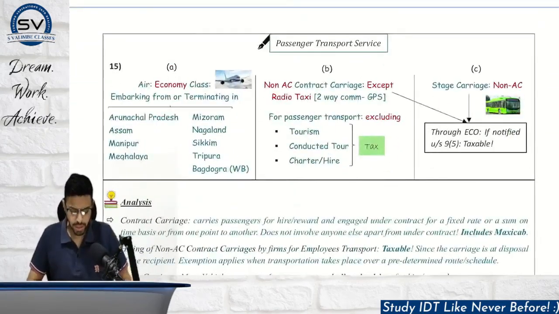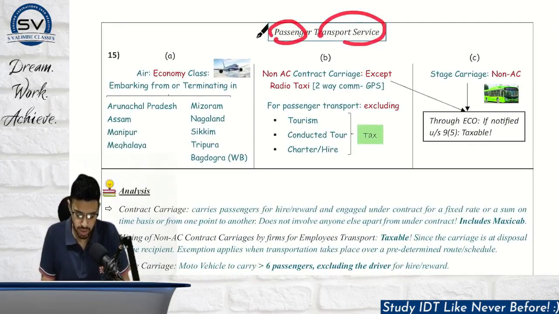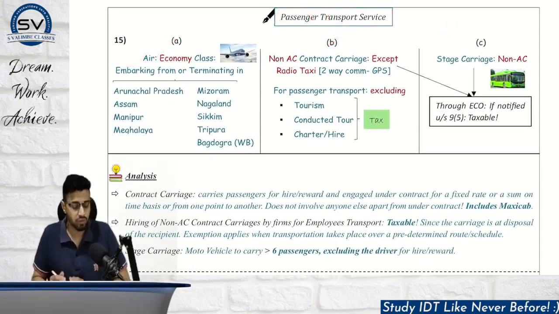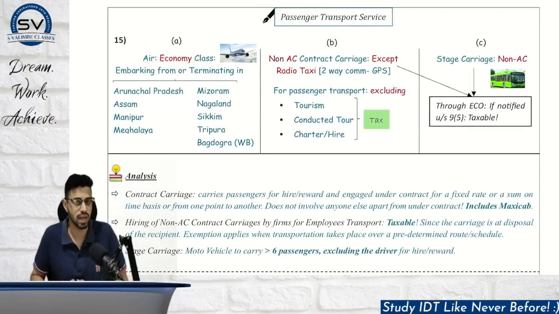Okay, next let's proceed to the transportation service. Now we will talk about passenger transportation as well as goods transportation. Okay, first passenger transportation service. Three cases are covered. Case number 1. If the passenger transport is through air, that too in economy class, basically business class, first class, those are luxury things, so GST will not be exempt.